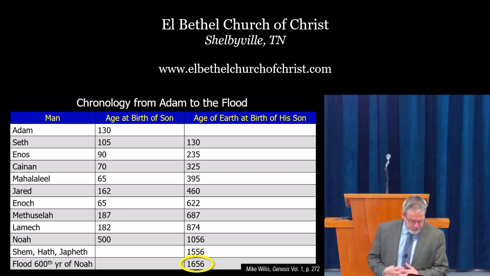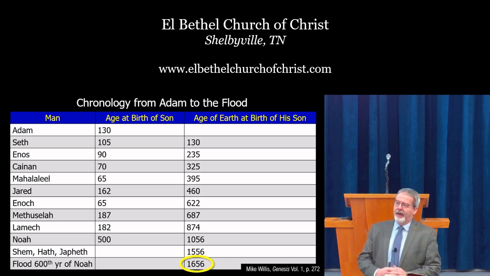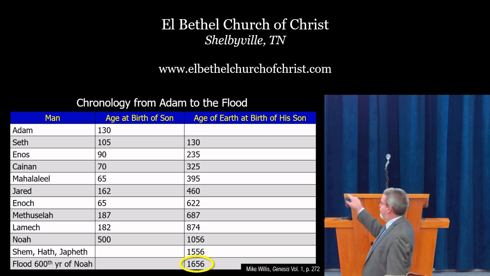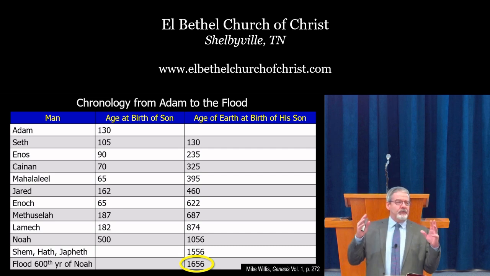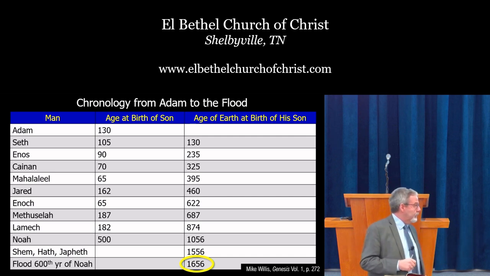If you don't have a marginal note somewhere, probably at the end of chapter 5 or beginning of chapter 6, what we learned from chapter 5, this is the age of the earth in the last column over here at the time of the birth of their son. But anyway, at the 600th year of Noah, we're looking at 1,656 years. So that just gives us kind of a general timetable from creation to the point of the flood, about 1,656 years, is what we learned from Genesis chapter 5.